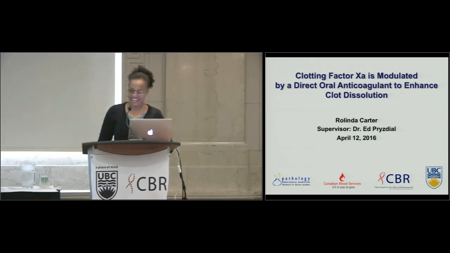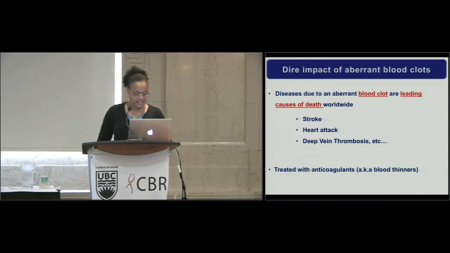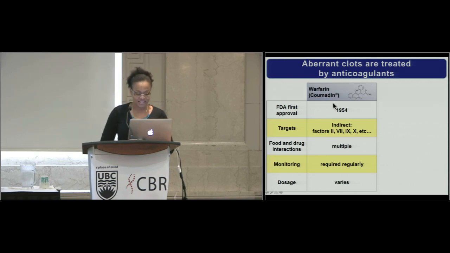Hello. All right, so I am Rolanda Carter, and I'm a graduate student in the Prysdale lab. So stroke, heart attacks, and deep vein thrombosis, which are often due to an aberrant clot, are a leading cause of death worldwide. And to prevent and treat these clots, we do use anticoagulants. And since its first approval by the FDA in 1954, warfarin really has been our drug of choice to treat these clots. Because of its nature as a vitamin K antagonist, however, warfarin has multiple different targets within the clotting cascade, which leads to many different disadvantages.